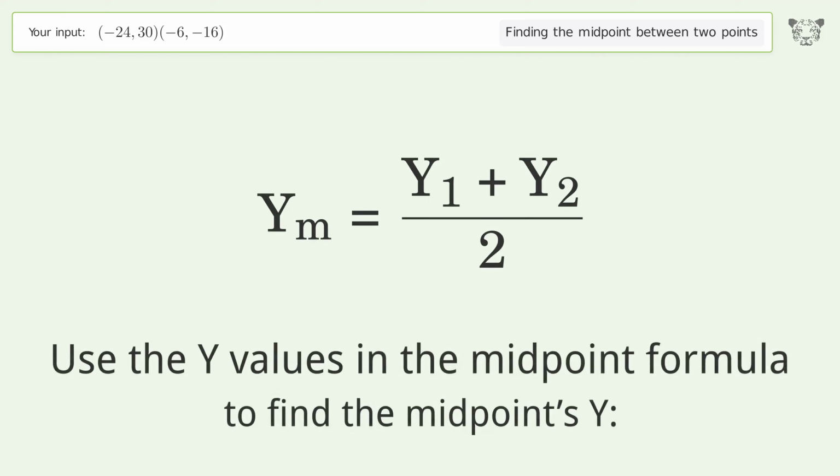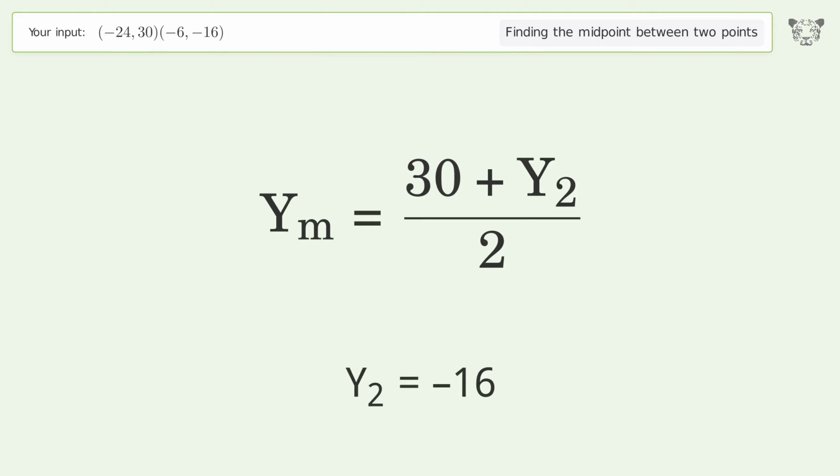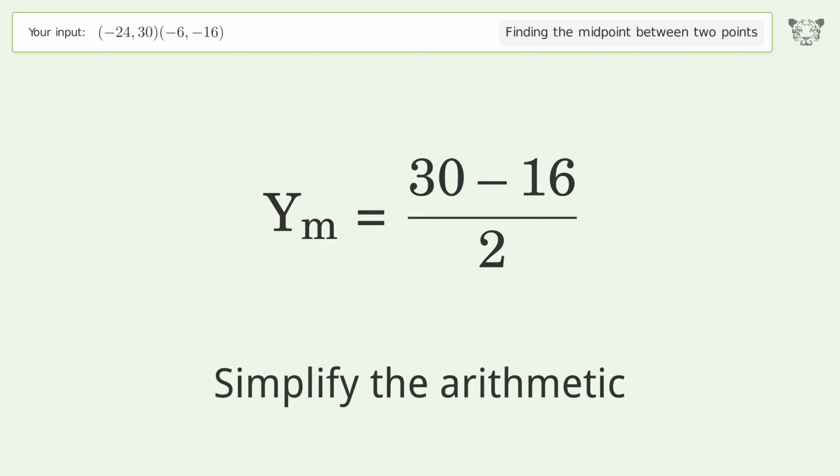Use the y values in the midpoint formula to find the midpoint's y. y1 equals 30. y2 equals negative 16. Simplify the arithmetic.